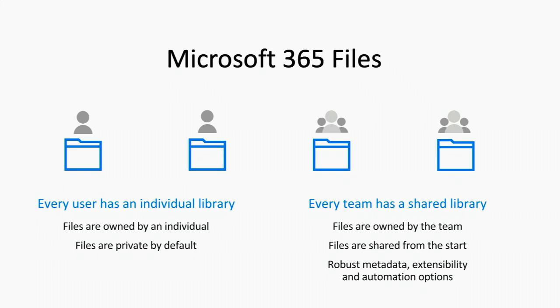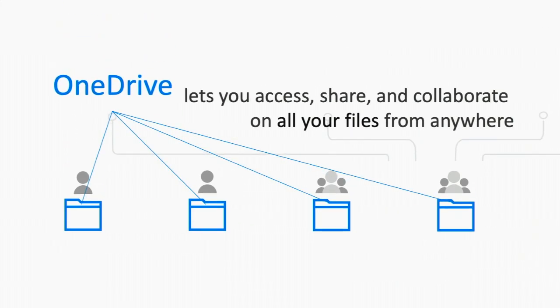And the shared library is like the modern day network share. It's a place where your team can put things and get to them from anywhere, and of course it's protected, backed up, and supported by Microsoft's intelligence services. In both cases, the content in a library is only accessible to the owner of the library, whether it's you as an individual or whether it's your team as a group. And you can share content from your library, or your team can share content from its library with other people whenever you want to. To accommodate more complex teamwork scenarios, shared libraries support robust metadata, extensibility, and automation options as well to help you get your work done and stay in line with your organization's best practices.